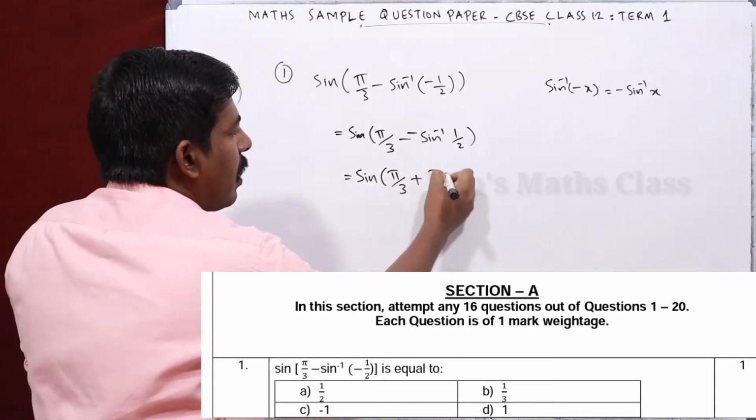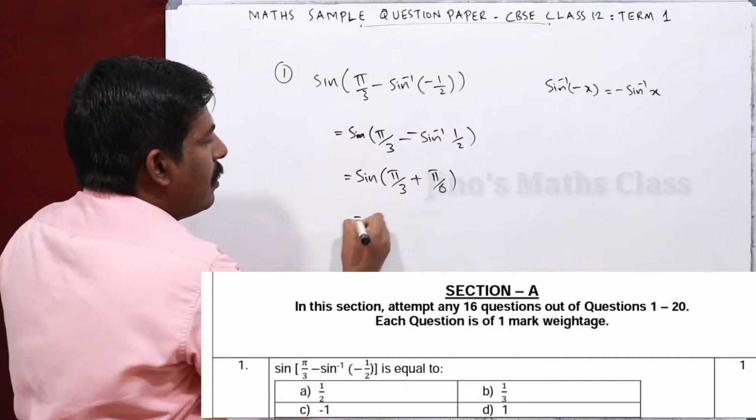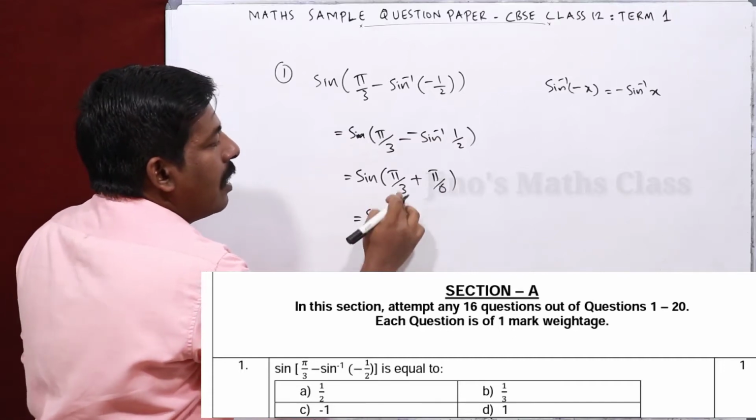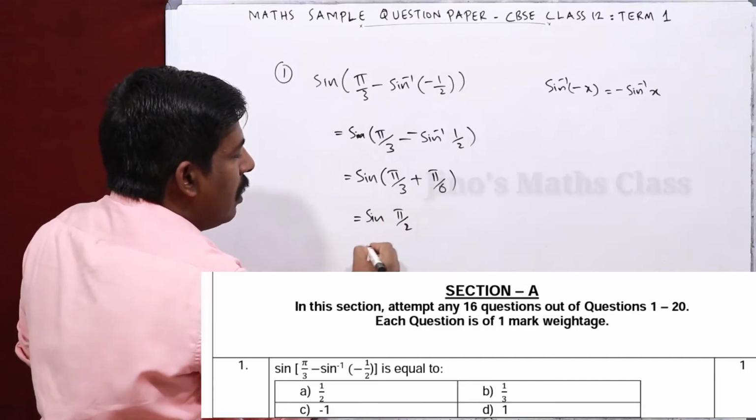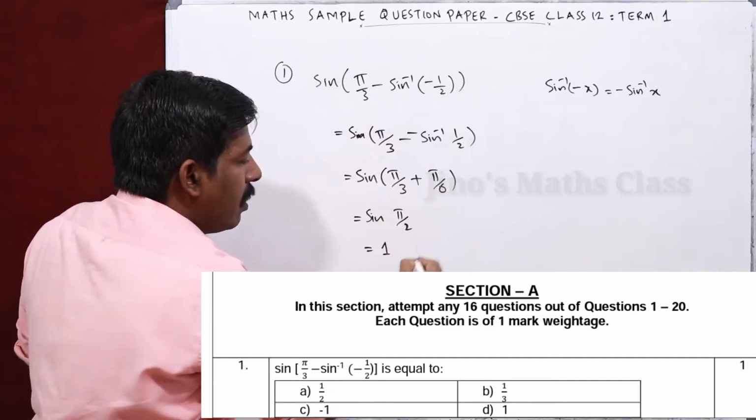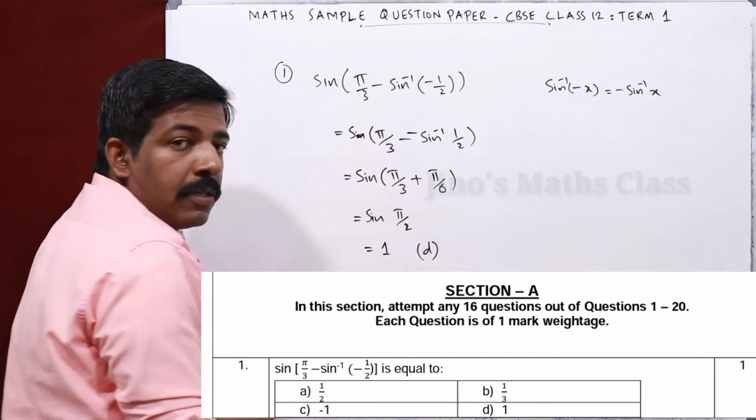We know that sin inverse 1 by 2 is pi by 6 or 30 degrees. So that is equal to sin of 60 plus 30, we know that is 90, or we can write it as pi by 2, and sin pi by 2 value is 1. Therefore option D is the correct answer.